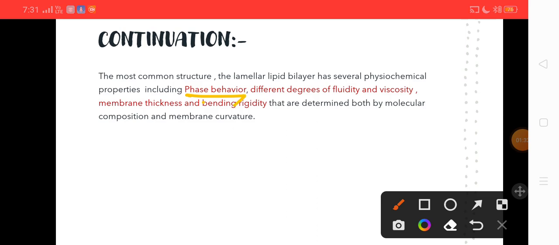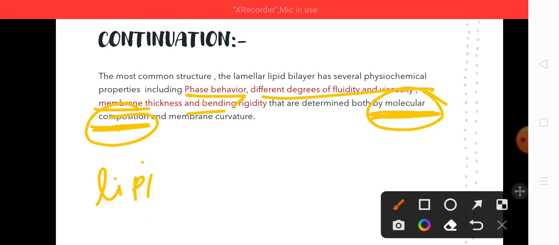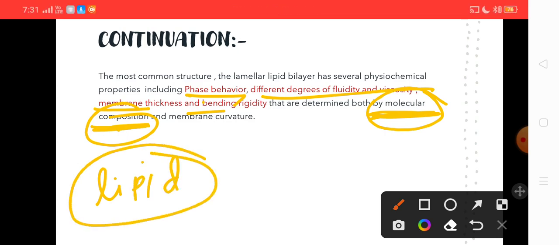Okay, so this lamellar bilayer has several physicochemical properties. For example, phase behavior, differences in membrane fluidity and viscosity, then membrane rigidity, as well as membrane thickness and bending rigidity. Okay, and these physicochemical properties are actually determined by their molecular composition. Very important. And this molecular composition means the composition of lipid and protein, especially lipid. Along with that, molecular composition also determines membrane curvature.